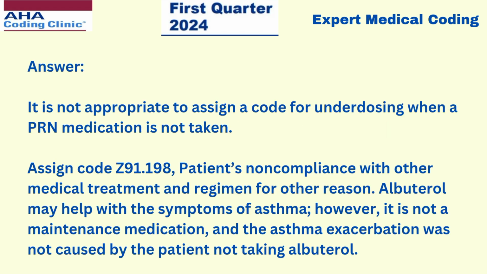The answer is, it is not appropriate to assign a code for underdosing when a PRN medication is not taken. Assign code Z91.198, patient's noncompliance with other medical treatment and regimen for other reason. Albuterol may help with the symptoms of asthma. However, it is not a maintenance medication, and the asthma exacerbation was not caused by the patient not taking albuterol.